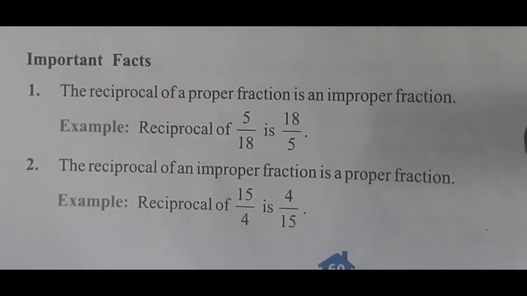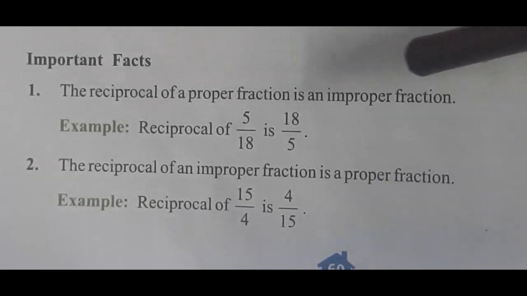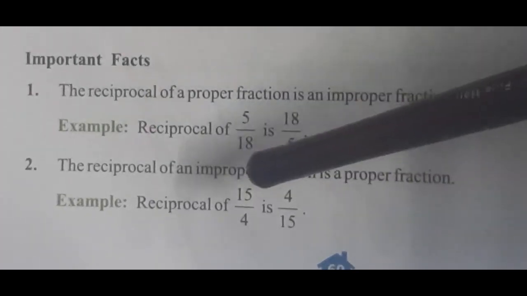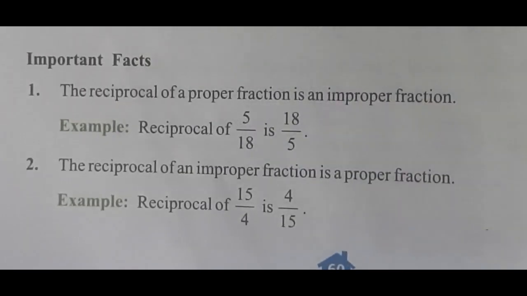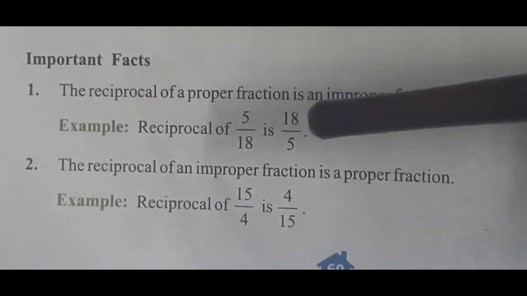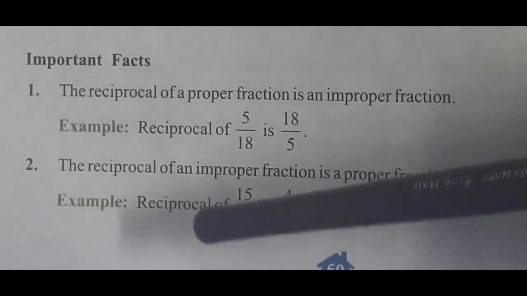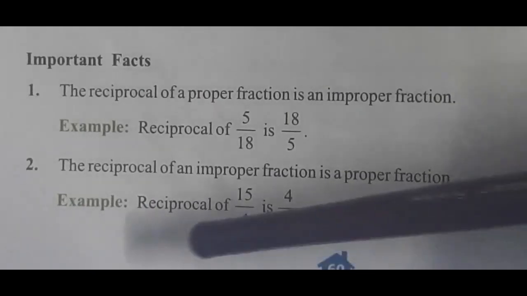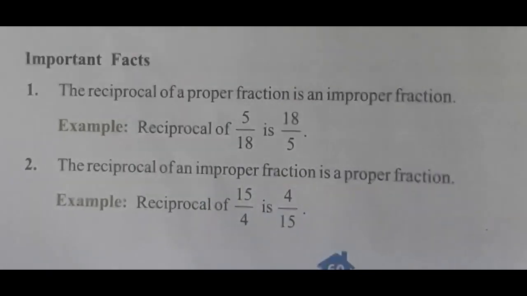Let's revise these important facts which are given in our book. The reciprocal of a proper fraction is an improper fraction. 5 upon 18 is a proper fraction. Now its reciprocal will become an improper fraction, 18 upon 5. As the numerator is smaller than the denominator, it is a proper fraction. Now the numerator is greater than the denominator. It has become improper. Next, the reciprocal of an improper fraction is a proper fraction. That is, the reciprocal of 15 upon 4 is 4 upon 15.